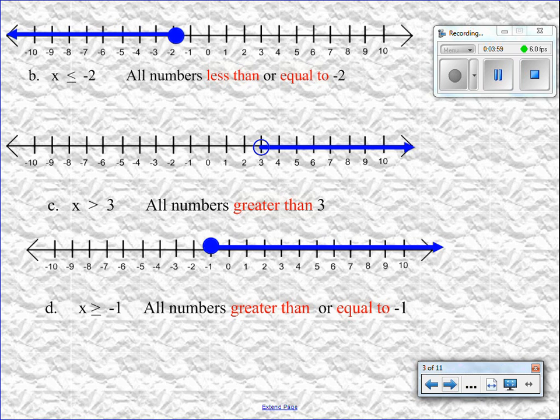In our last example on this page, D, x is greater than or equal to -1. Notice I have a closed circle. It's all numbers greater than or equal to -1. So on -1, it's a closed circle. And the arrow is going to the right because it's all numbers greater than or equal to -1.